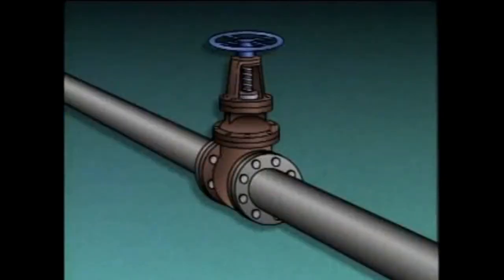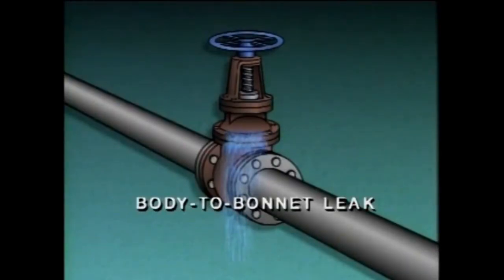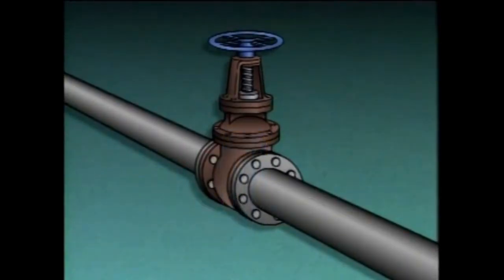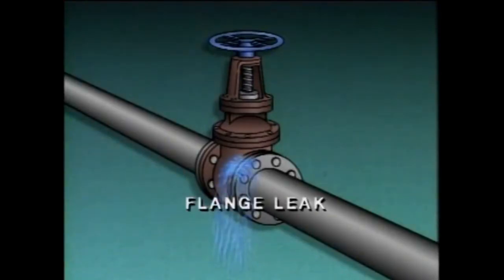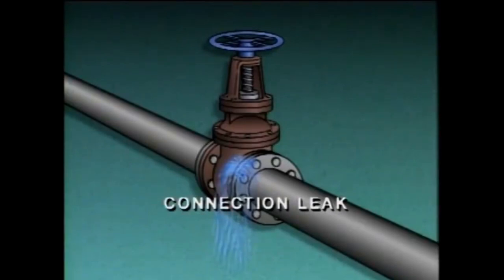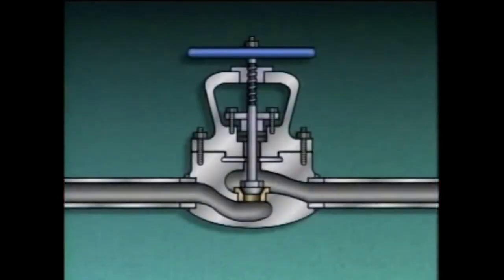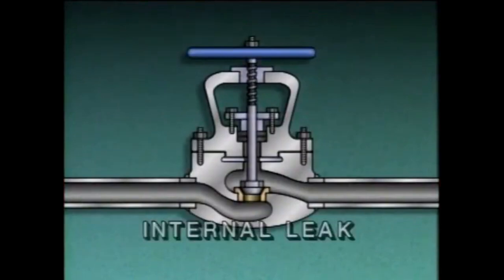The packing is not the only place where a valve may leak. Another place is the joint where the bonnet of the valve attaches to the body. A leak in this area is commonly referred to as a body-to-bonnet leak. Still another place that valves can leak is where the body of the valve attaches to the piping system. On valve bodies with flanges, this leak is commonly called a flange leak. On valves that are attached to piping using methods other than flanged connections, this leak may simply be called a connection leak.